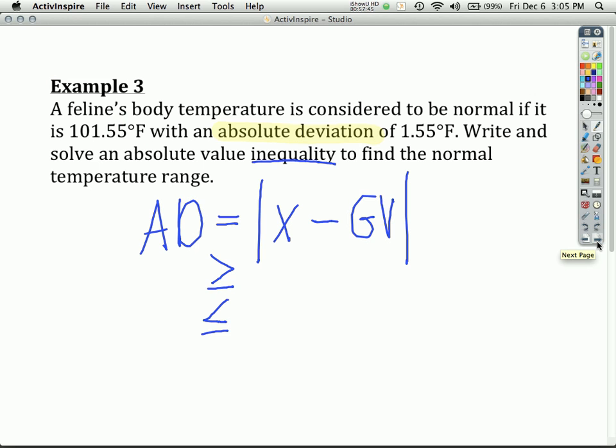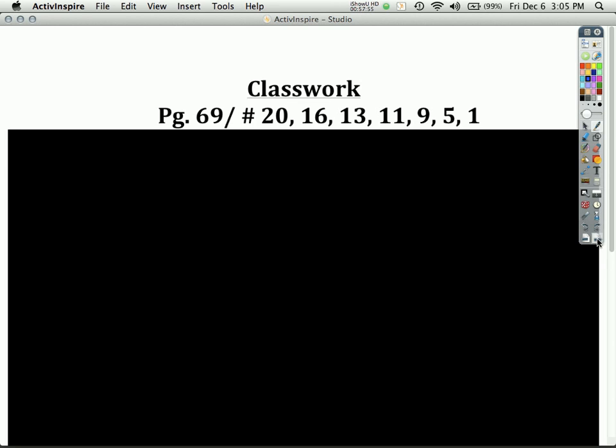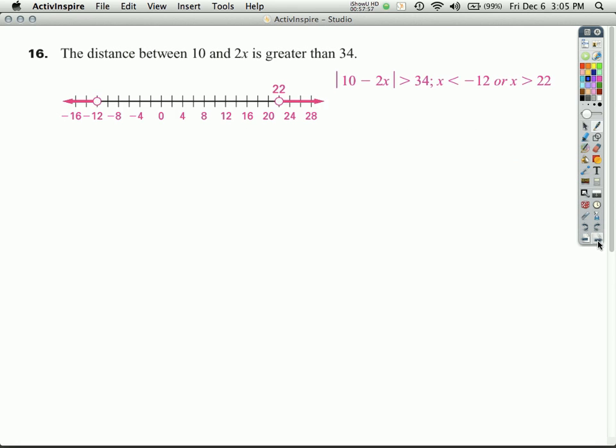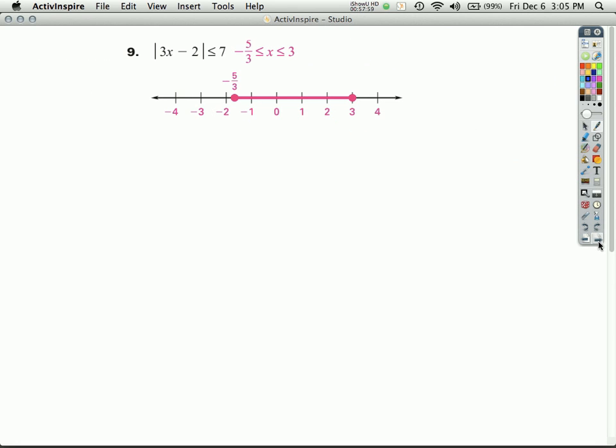Okay? So I'm not saying it's easy. I'm not saying that I'm happy on skipping over this. It is important. But in the interest of time, I just wanted to introduce it. Okay? So, draw a line across your paper. Everyone will get a free point for classwork.